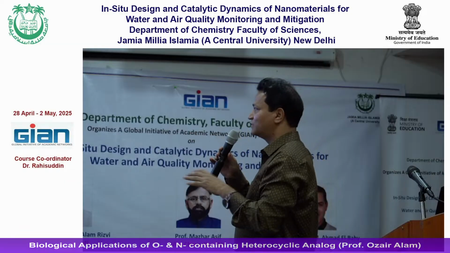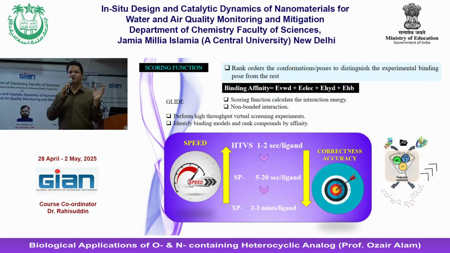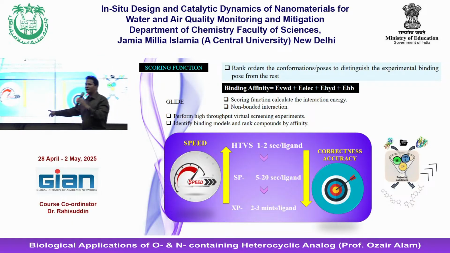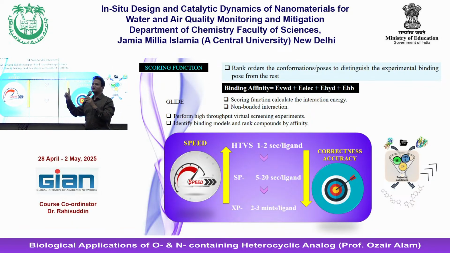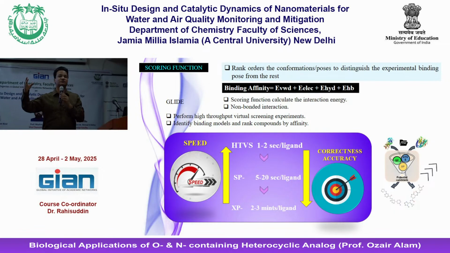And one more thing is that in Schrödinger there are three ways by which we can perform molecular docking. One is called HTVS, high throughput virtual screening. Second is called standard precision, and third is extra precision. Suppose you have millions of molecules, you are not going to perform extra precision docking, because you need to run each ligand molecule for docking, and it requires 2 to 3 minutes. So it's not possible to dock millions of compounds through extra precision virtual screening.